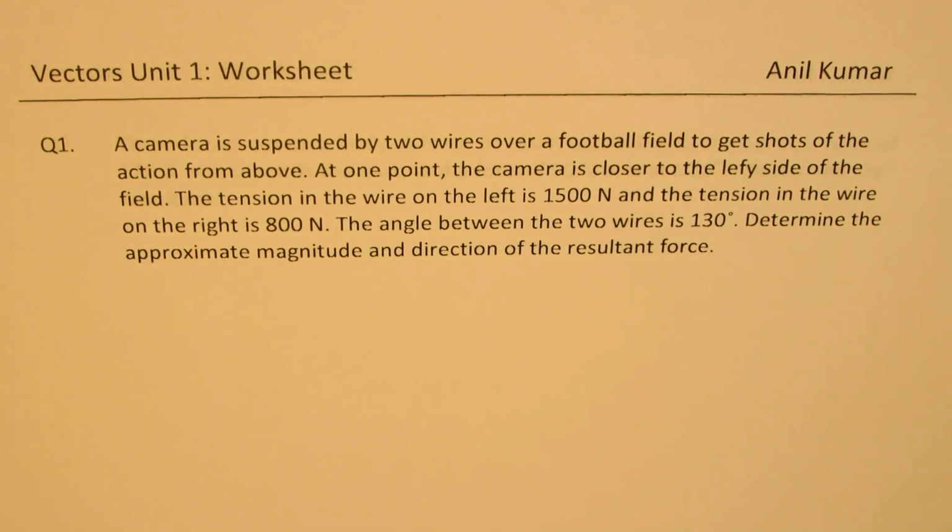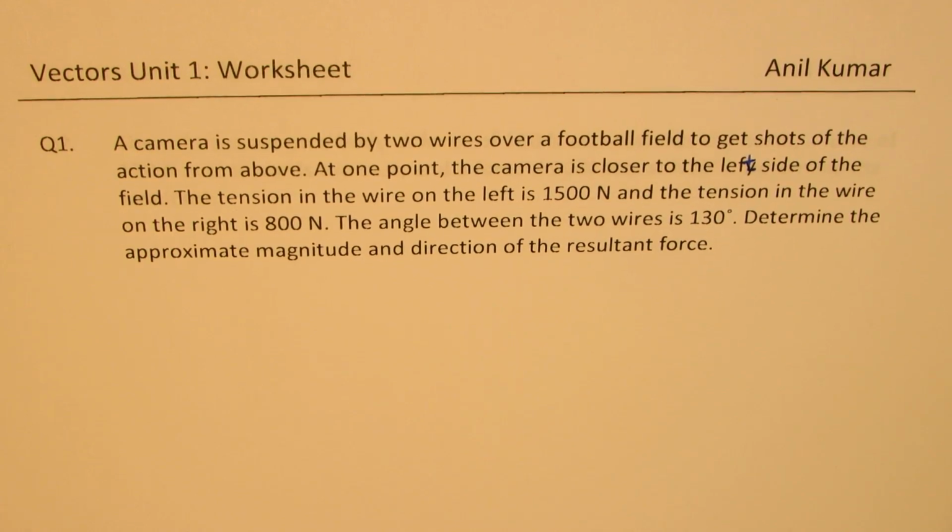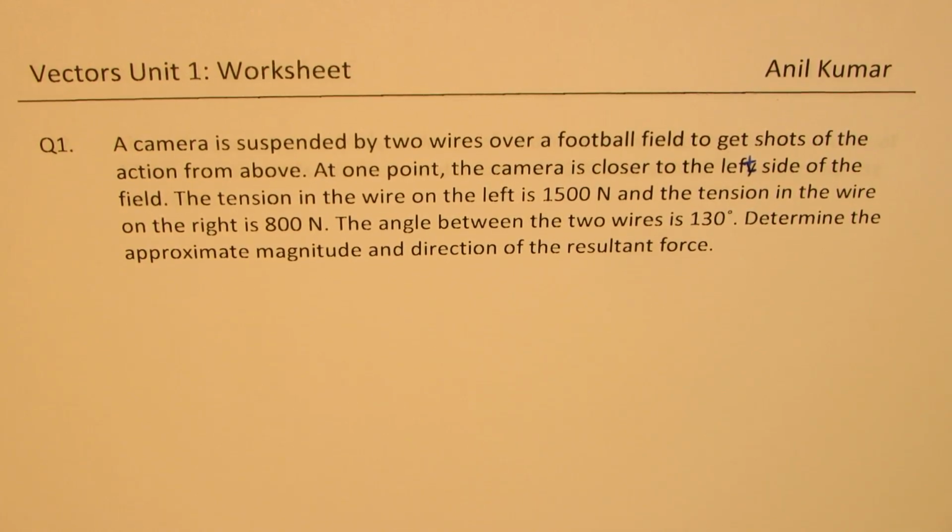The very first one is: a camera is suspended by two wires over a football field to get shots of the action from above. At one point, the camera is closer to the left side of the field. The tension in the wire on the left is 1500 newtons and the tension in the wire on the right is 800 newtons. The angle between the two wires is 130 degrees. Determine the approximate magnitude and direction of the resultant force. So let us see how to solve such a question.